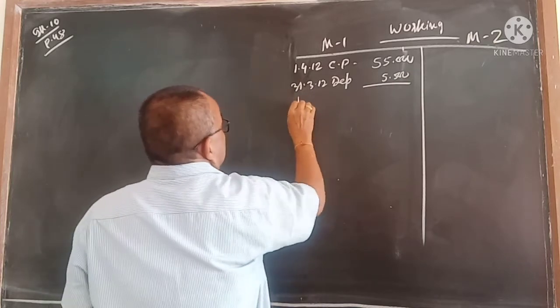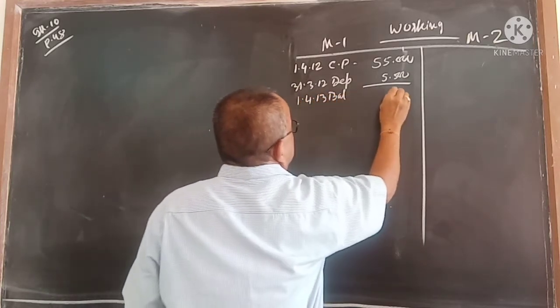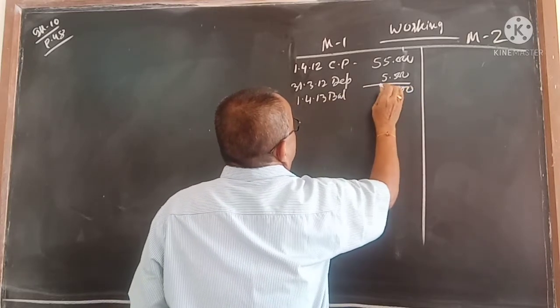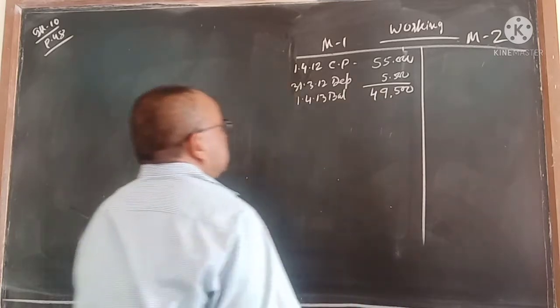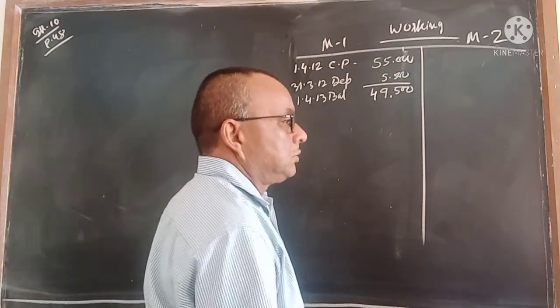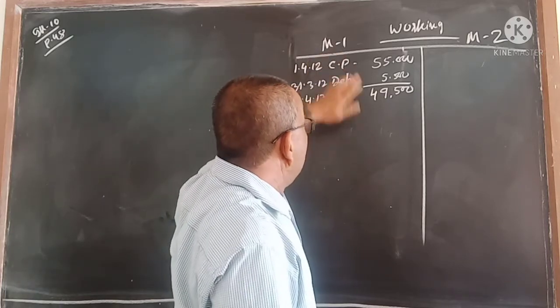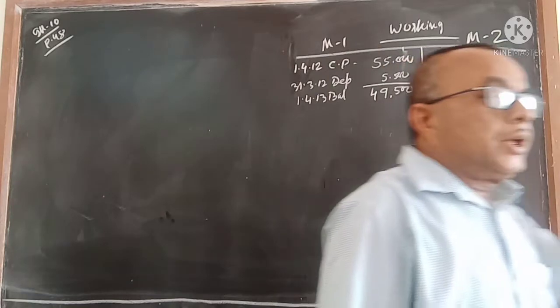And you are getting the balance of 1,413, which you are getting the balance 49,500, 50,055. This is the balance of the next year. I am doing the working for M1 here. M2 working we will do it here. Let me complete the M1.